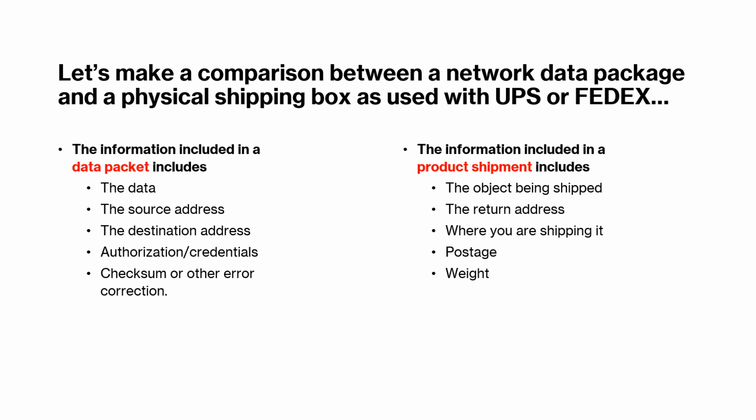So let's look at what is required when we send an item or a product from one place to another. Of course, we're going to pop the object being shipped into a box, and on that box we are going to put a label that has where the box was shipped from or the return address. We're going to include where you're shipping the box to. There's going to be postage, and the weight of the item, which basically governs the postage, is also going to be included on that label.